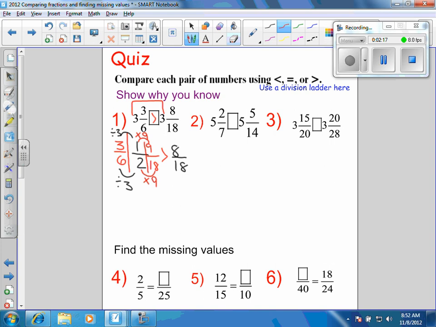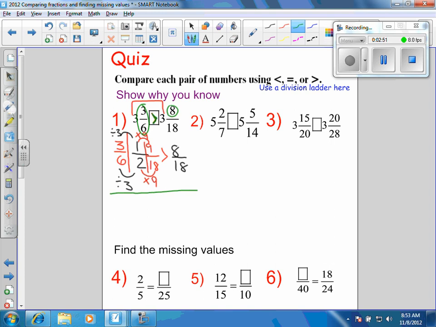But this was one of the problems that I also said you could use benchmark fractions for. So, Quinn. Well, I just did it. You can do, I just know 3/6 is 1/2 and 8/18 is less than 1/2. That's right. So this is the one type of problem you could just say 3/6 is 1/2 because 3 is half of 6. 8 is less than half of 18. That's exactly. What's half of 18? 9. 9. So you know that 8/18 is less. So you could then just write that in.